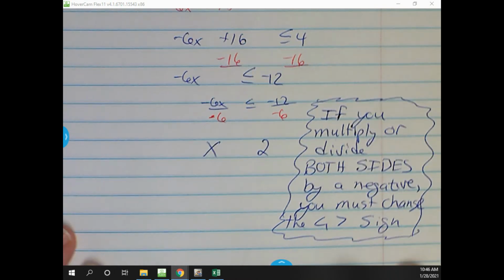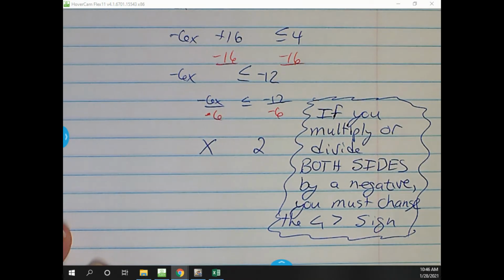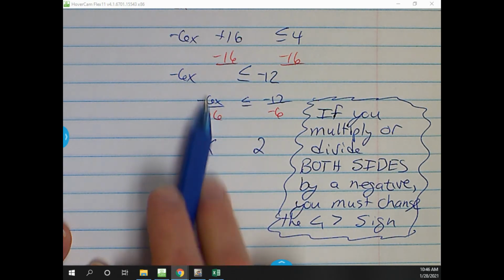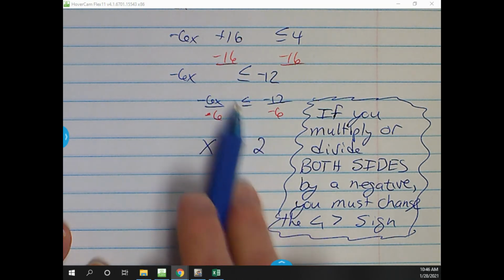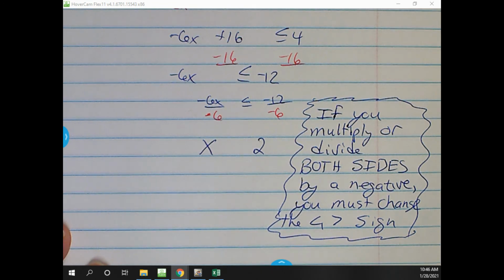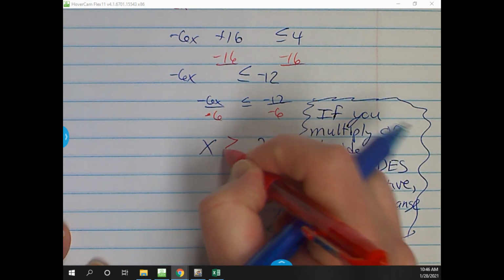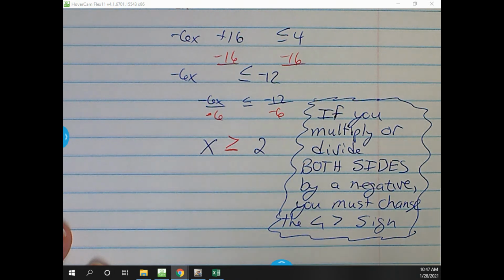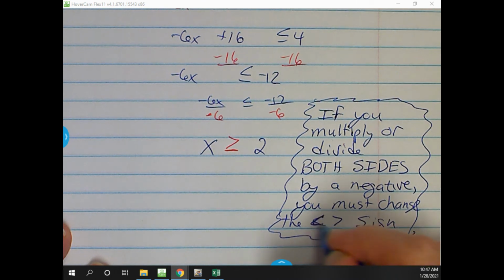So as soon as we divide by the -6 here, this part that was a less than, if we change this sign and we change this sign, you also have to change this sign because everything has been flipped around. So we've got to do that. And that's the only time you really do anything different from equations to inequalities. If it's less than or greater than, it doesn't really matter.